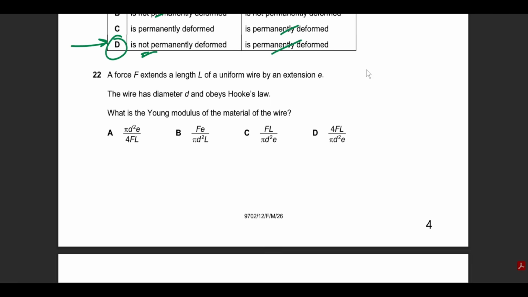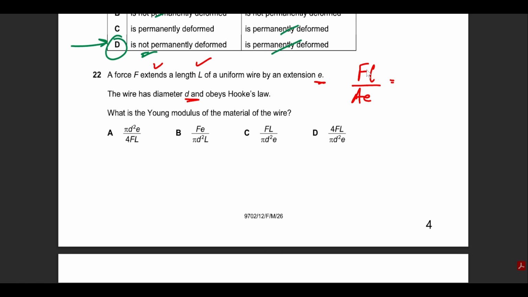Saves a lot of time. Let's move on to question number 22. This is from Young modulus. So Young modulus is FL over AE. F is staying there, L is staying there, D is going to cause trouble. The extension is also staying there. So A is going to cause trouble.